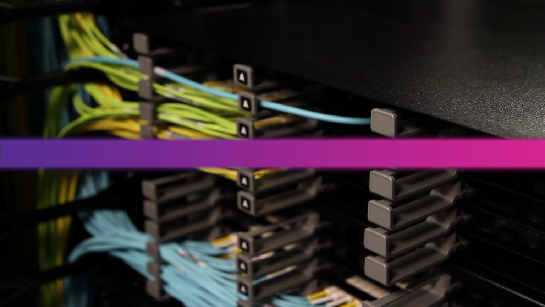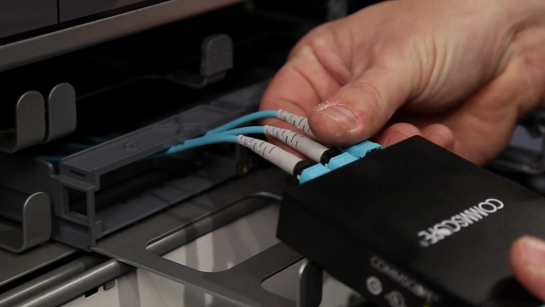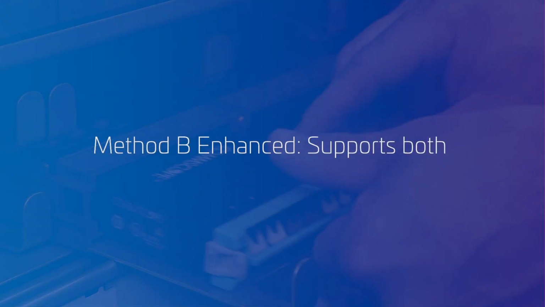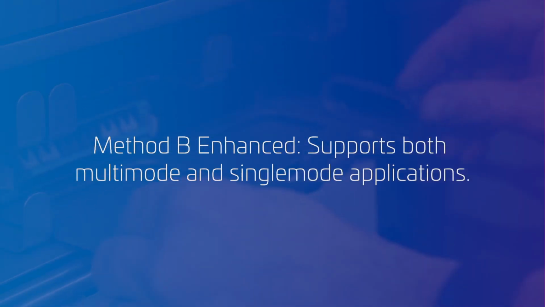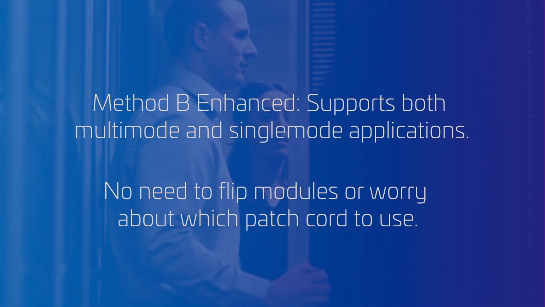With Method B Enhanced, every module, cassette, adapter, and fan-out cable connect simply and seamlessly, ensuring proper polarity with virtually any combination of components. Method B Enhanced supports both multi-mode and single-mode applications. No need to flip modules or worry about which patch cord to use.